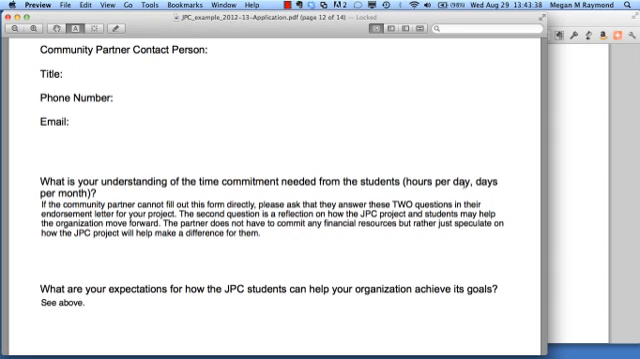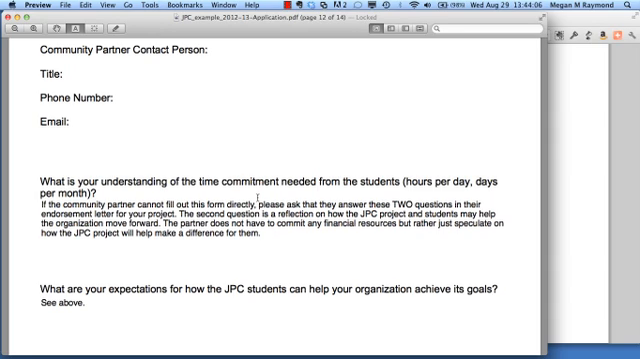So we can accept different forms of this, and in some cases, we can make special accommodations if communications are a problem with a community partner that's abroad or something like that. But do try your best to give this form to them. Yep. I think it helps complete the packet.